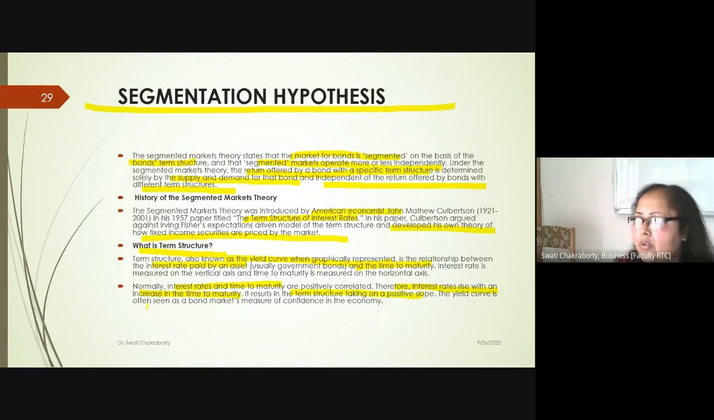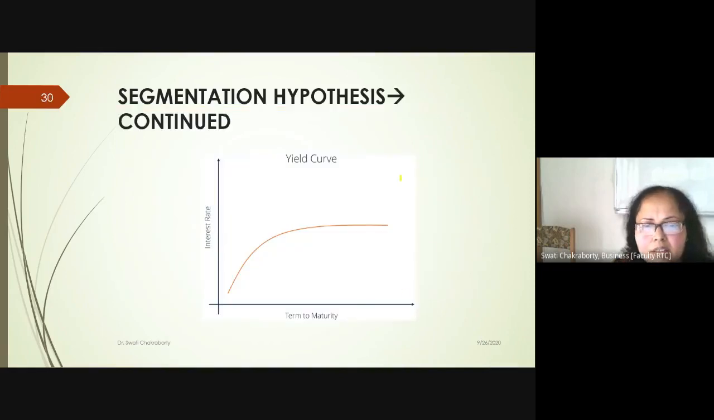The yield curve is often seen as the bond market's measure of confidence in the economy, right? It talks about what the future of the bond market will be, whether it's wise to invest in the bond market. So yield curves actually tell us this. See, this is the graphical representation: interest rate on the vertical axis, time to maturity, and the yield curve. It's increasing, meaning what? That it's wise to invest for the long term. Long-term investment is better than short-term.